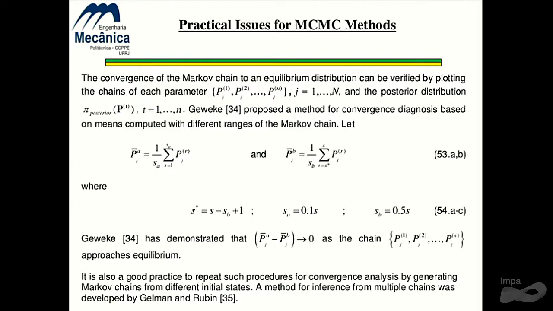We compute this mean with the first 10% of the samples, and the mean with the last 50% of the samples, and we expect that they should be very close. So this would be a representation that the chain has actually converged. And this is one of the papers that I mentioned to you that works with multiple chains, this paper by Gelman and Rubin.